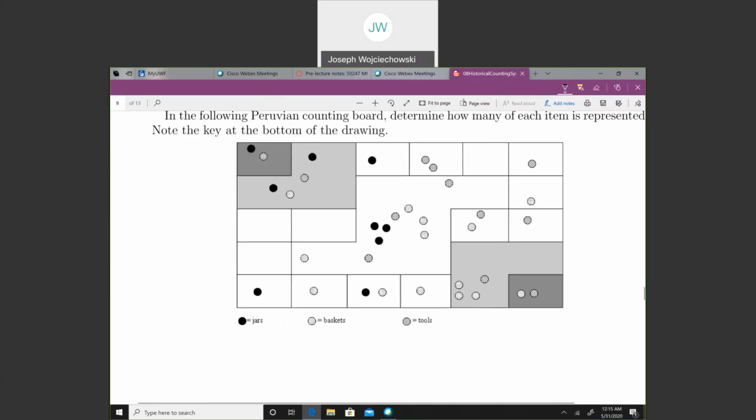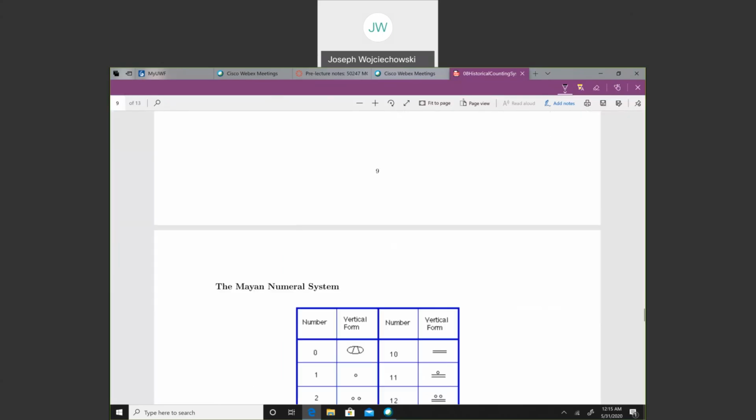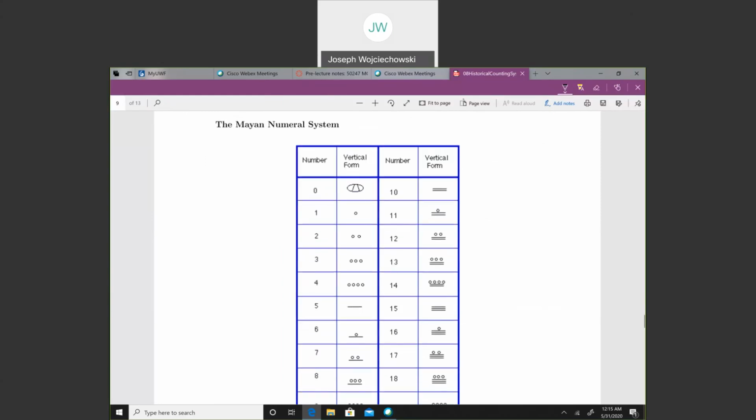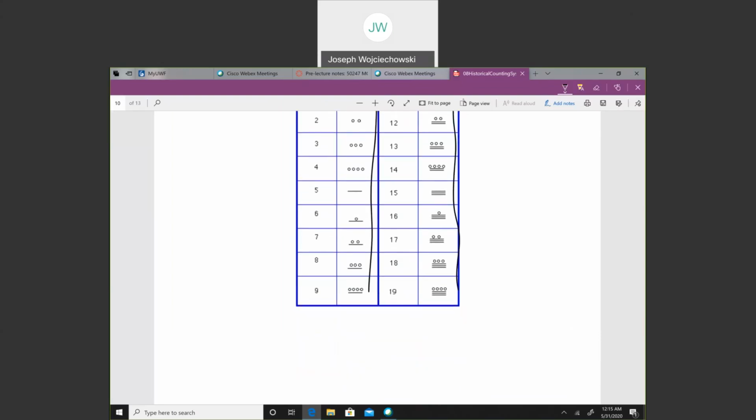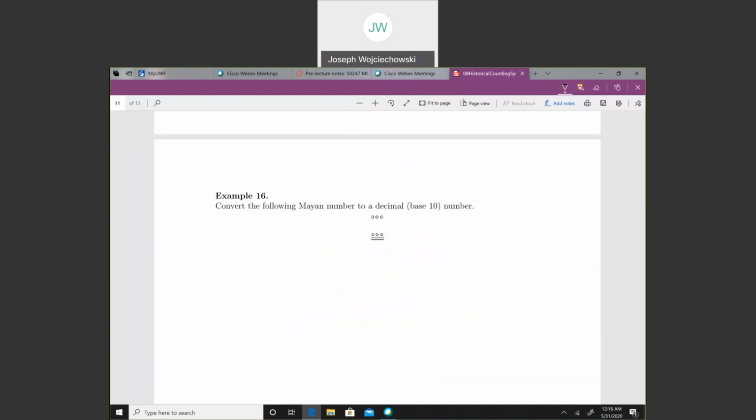Yeah, there we go. Okay, next up is something called the Mayan numeral system. So 2 things to note. They didn't have numbers like we have. They had symbols. And here is the list of symbols, and then what they mean. Now, the interesting thing about the Mayan counting system is they use base 20. So let's look at this stuff and see what we got going on. Convert this to base 10.